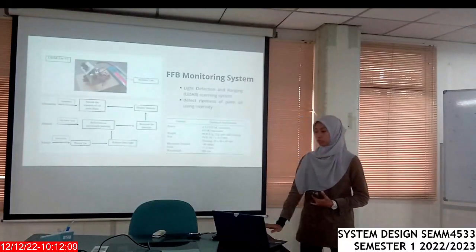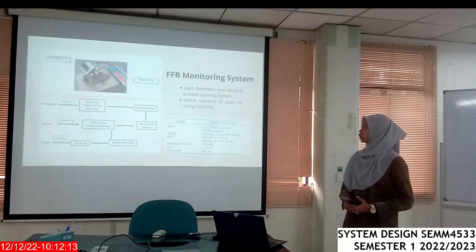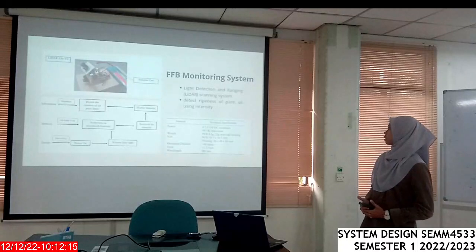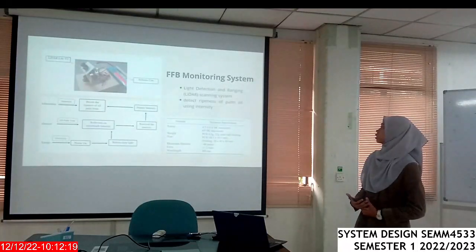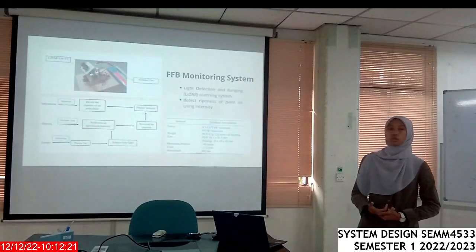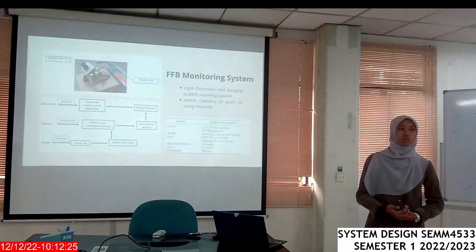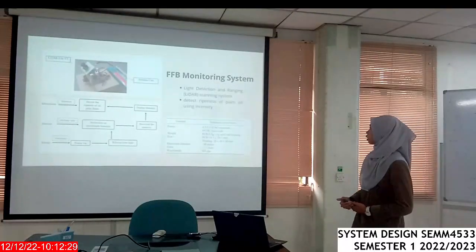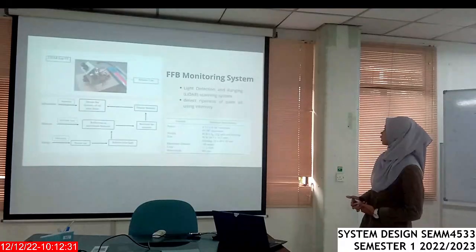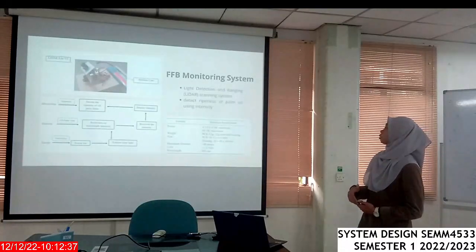This one is the FFB monitoring system, which uses a LiDAR scanning system, which is light detection and ranging scanning system. This machine is used to detect the redness of palm oil by using the intensity of the FFB. This machine is powered by a 4.7 to 5.5 volt DC motor.